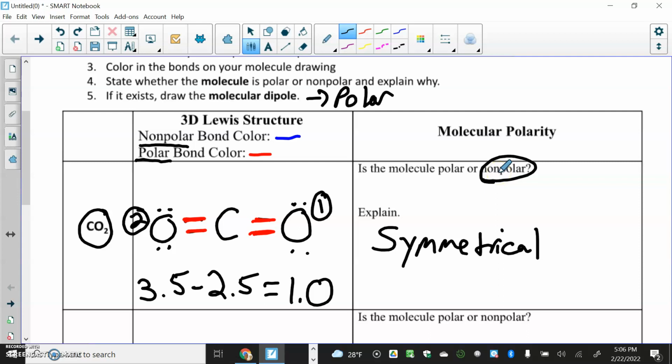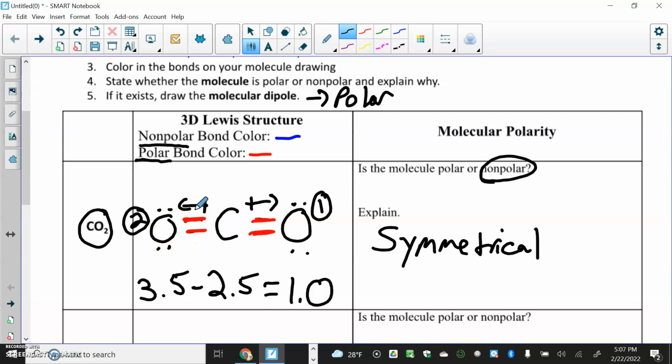Okay? But for me, I'm just going to do this to explain why. So the reason that this is nonpolar is due to the fact that even though the oxygens are pulling on those electrons, and there is an electronegativity difference, it balances out. I have an equal pull from this oxygen and an equal pull from this oxygen. So basically they cancel out, and it causes the overall molecule to be nonpolar, even though it is made up of polar bonds.